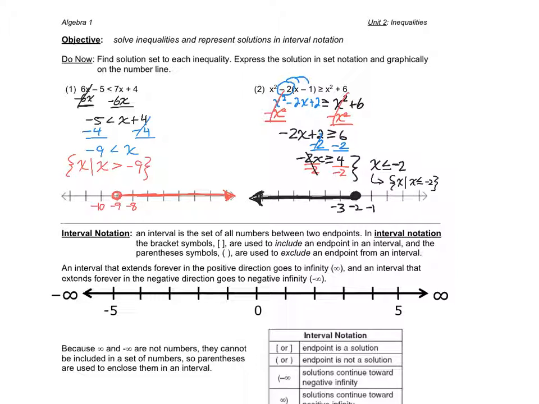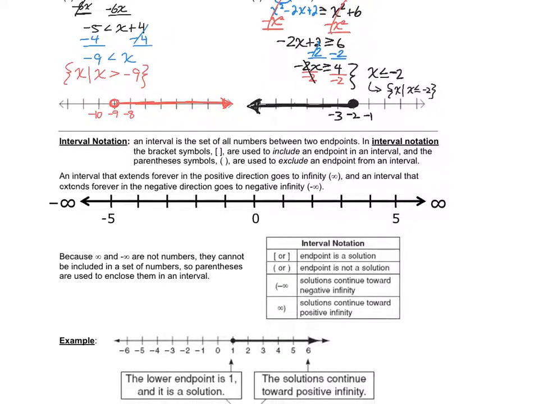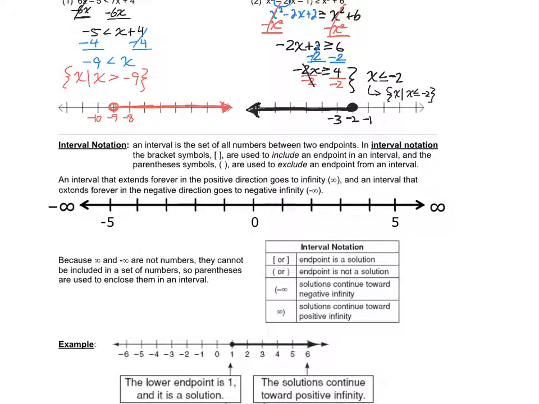All right, interval notation, that's the subject of today's lesson. It's not overly challenging. It's just building off of what we came up with in our do now problem, except we're using a different way of representing our final answer. So interval notation, the interval is a set of all numbers between two endpoints. In interval notation, the brackets are used to include the endpoints. The parentheses are used to exclude. The exception being infinity.